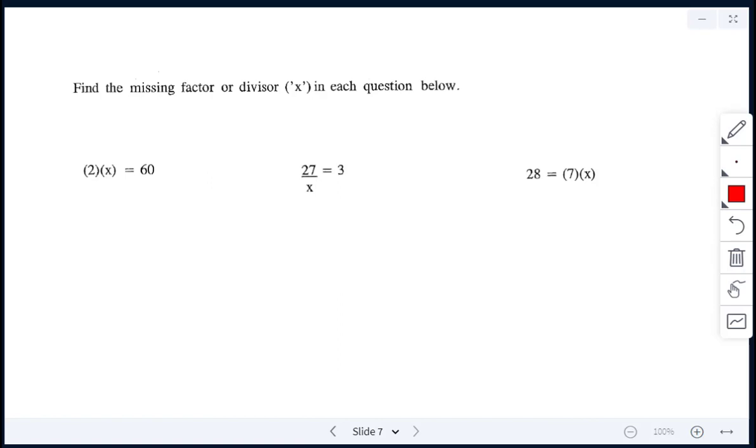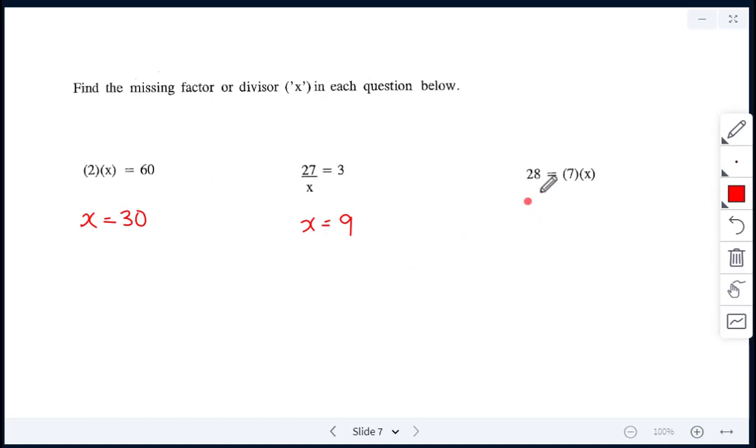For this first question, we have to figure out the missing factor. 2 times x will give me 60. So what would x be here? It has to be 30, because 2 times 30 will give me 60. For this question, 27 divided by x will give me 3. So what number divided into 27 gives me 3? That would have to be 9. 27 divided by 9 will give me the answer of 3. So that's the factor there.